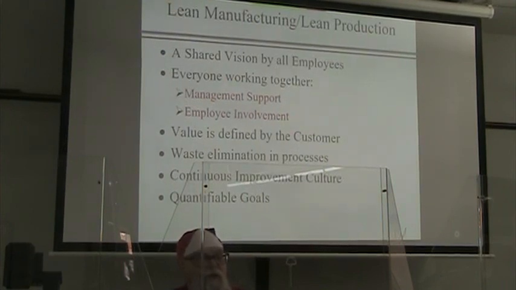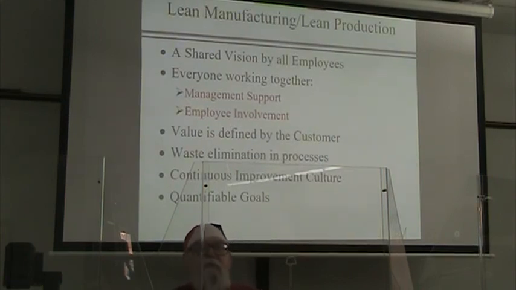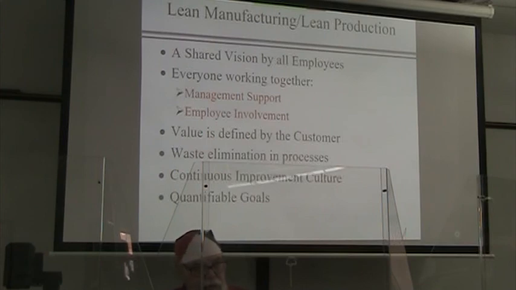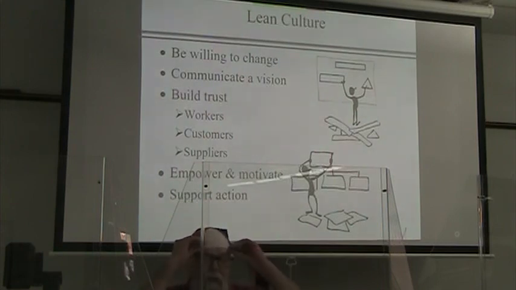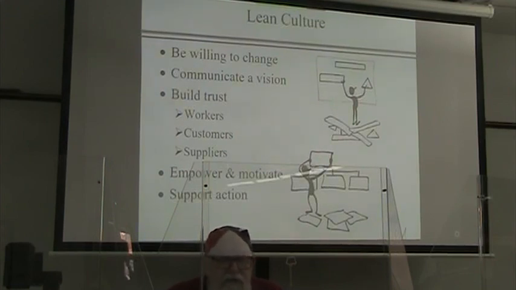Again, our lean manufacturing, lean production, we want waste elimination in the processes. Anytime we can get rid of waste, we are going to make more money. We want to build a continuous improvement culture. And we do that with quantifiable goals, right? We never say something like, oh, we want to be better. Well, what do we want to be better at? Do we want to be better at production? Sales? How much better do we want to be? Do we want to have fewer quality defects? So we have to build a lean culture within our company, our organization, our business.